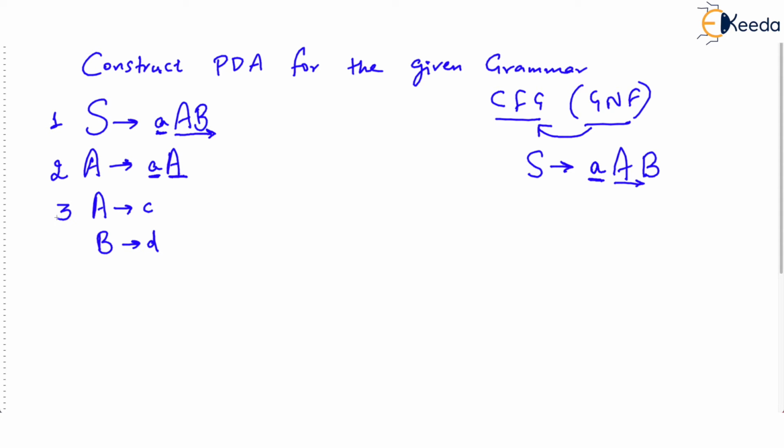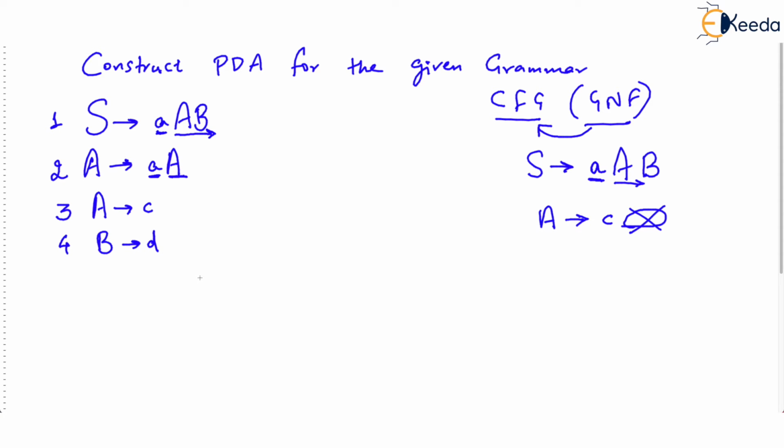Third production is also in the form of GNF because in GNF the right hand side of the production must begin with a terminal, correct, followed by 0 or more non-terminals. So there are no non-terminals here, that's fine. And even the fourth production is in GNF.